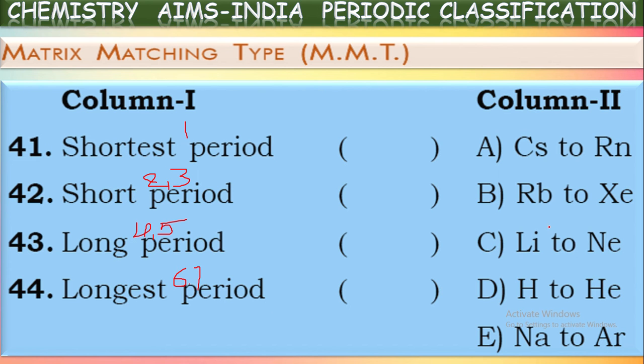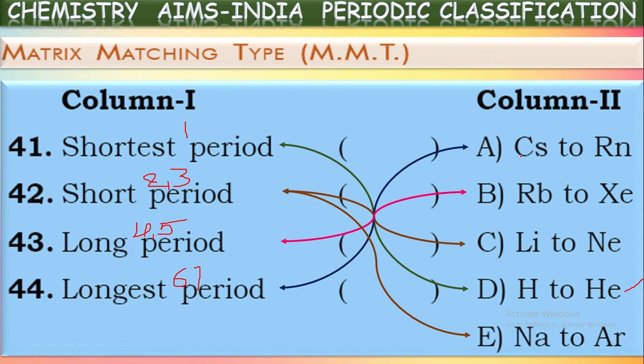Now see here, the shortest period is hydrogen to helium. Short periods, two are given, lithium to neon and sodium to argon. Long period, one is given, rubidium to xenon. Longest period is mentioned from cesium to radon. See the matching here. Observe it once. Right? Let's move to the next.